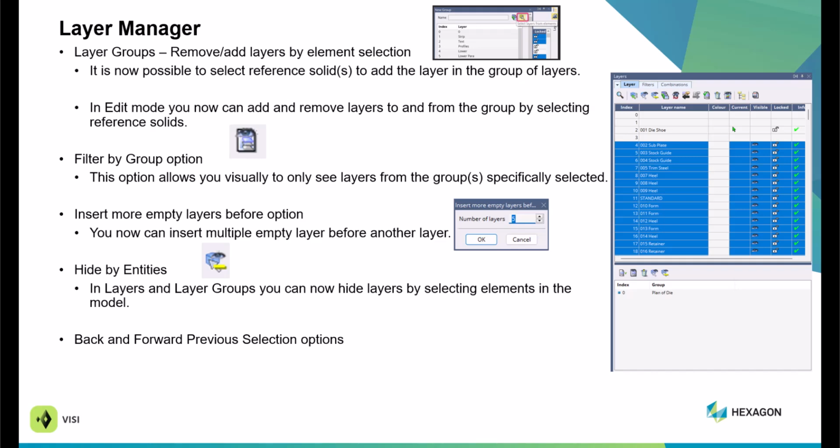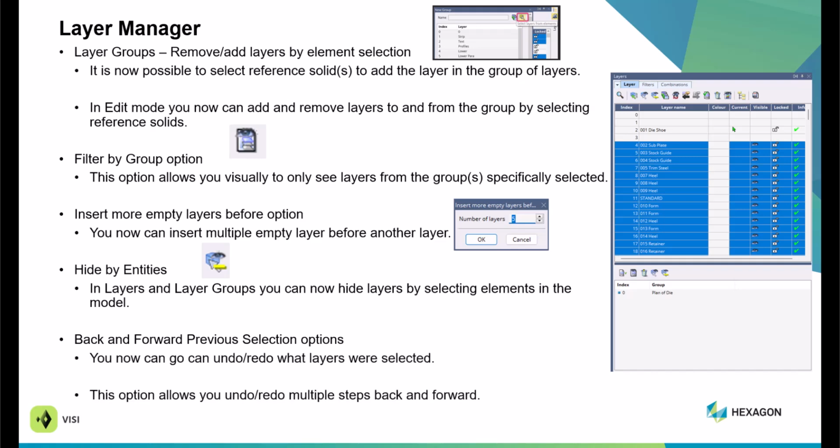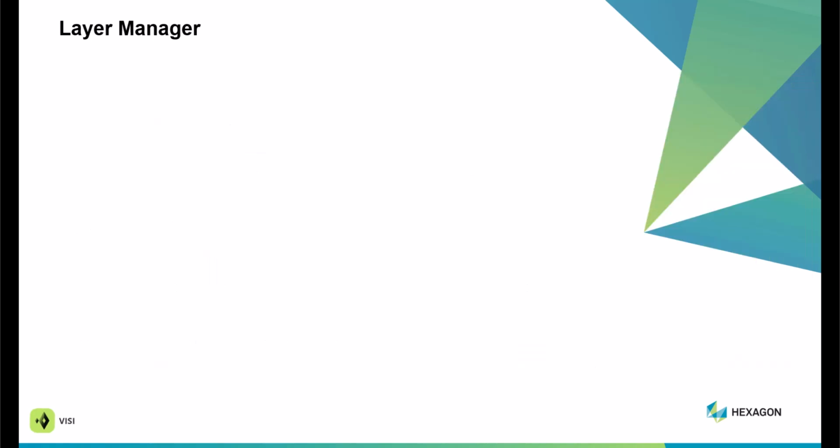And you have a back and forward preview selection, or previous selection. So you now can undo and redo what layers are enabled and disabled. This is a multiple instance, and you can go back and forward with these two new icons.